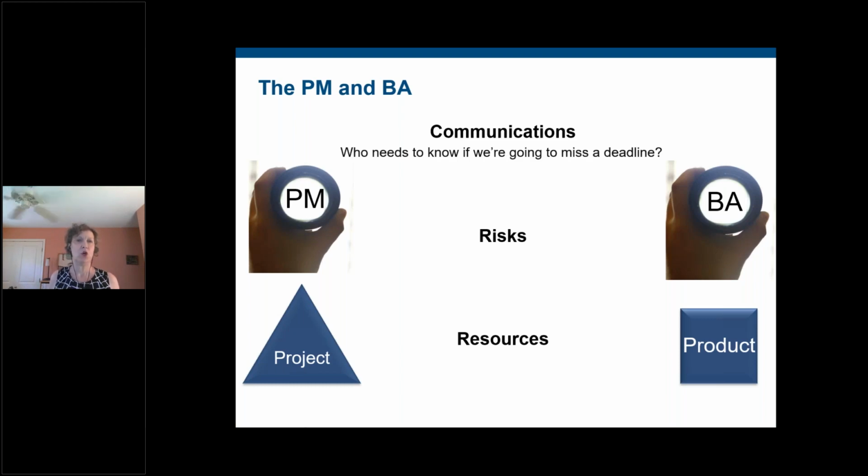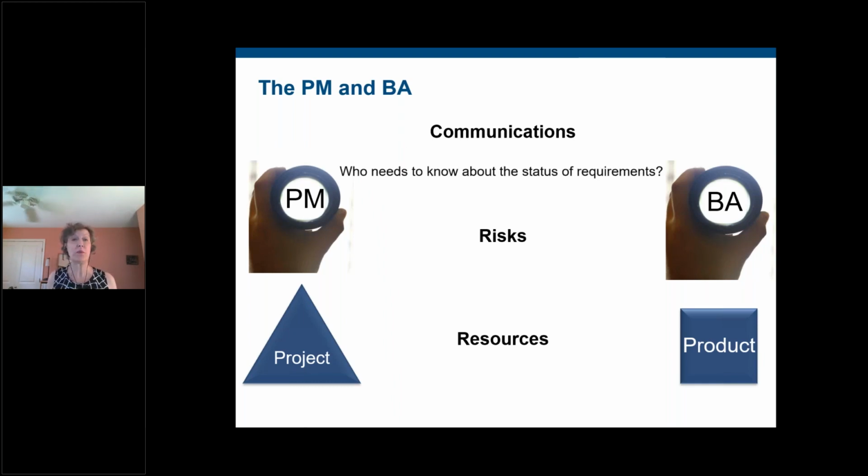So for example, who needs to know if we're going to miss a deadline on the project? Who's going to be answering that question? Whose concern is that? Who's going to be dealing with that? That's a PM thing, right? Who needs to know about the status of requirements? People need to know this. Who's going to be the driver on that? Who's going to be the one that attends to that? It's going to be a BA thing.